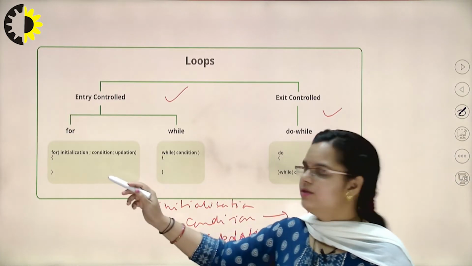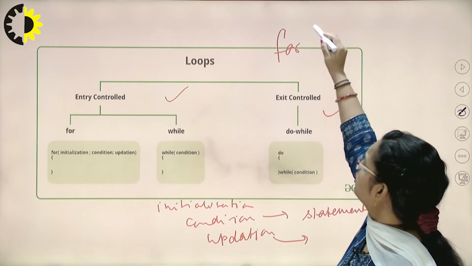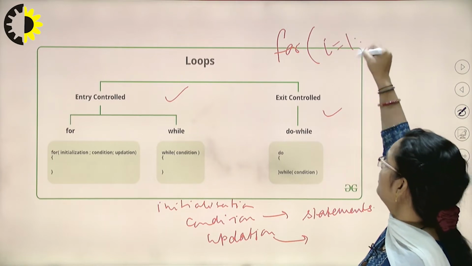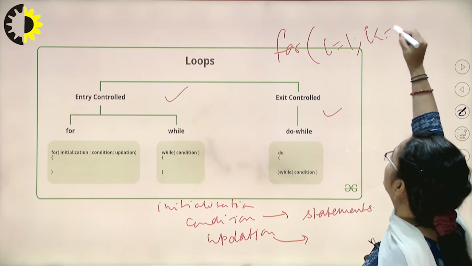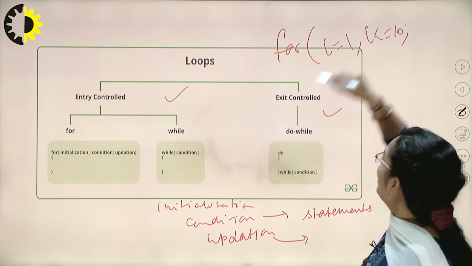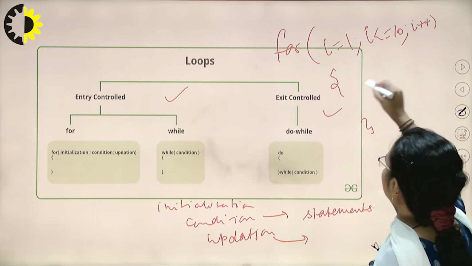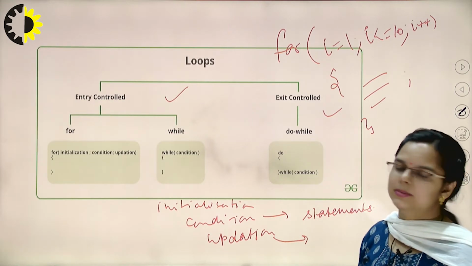The syntax says we have to use the keyword for. Here is the initialization, let us say the counter variable I is 1. We have initialized the value of I, and the condition is that until I becomes 10, the loop will continue, and then the updation I plus plus. And here are the statements, whatever statements or expressions we want to evaluate.